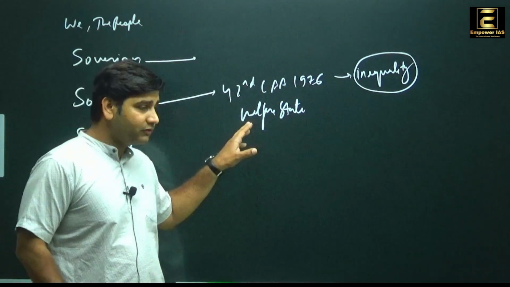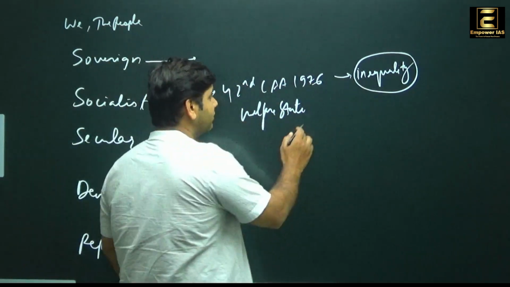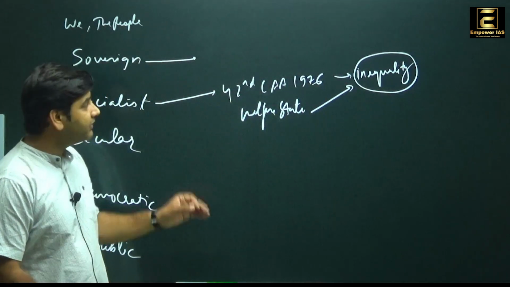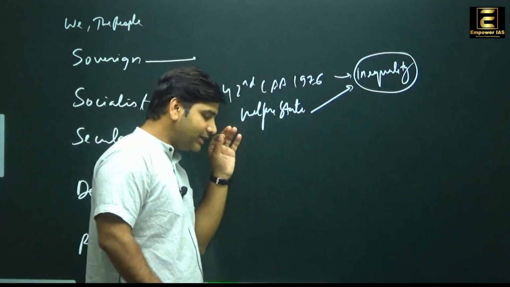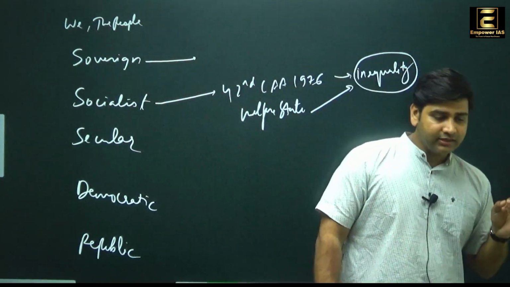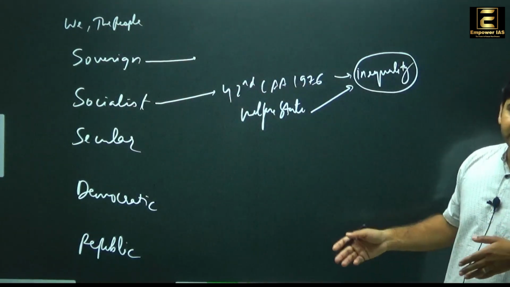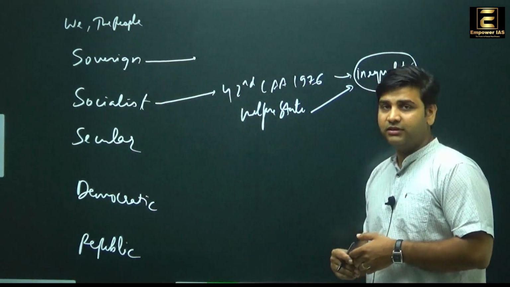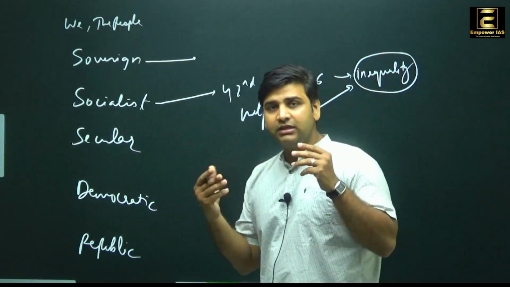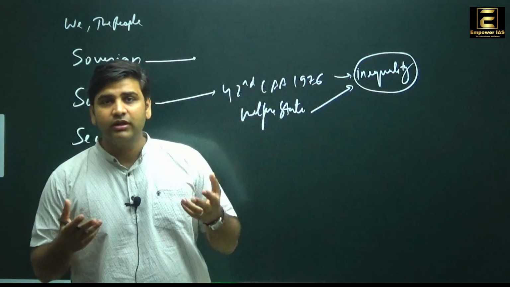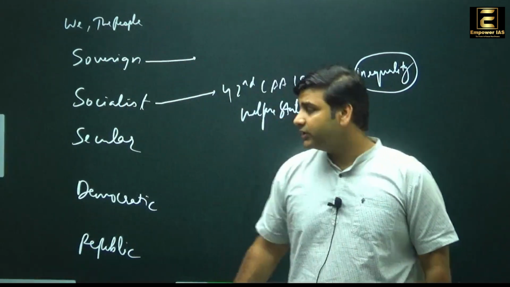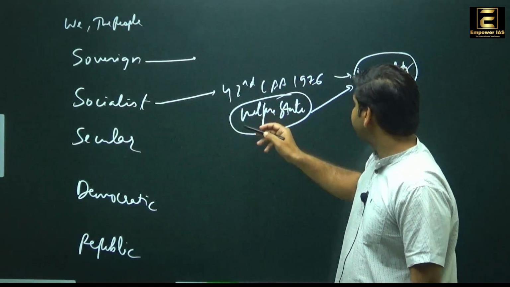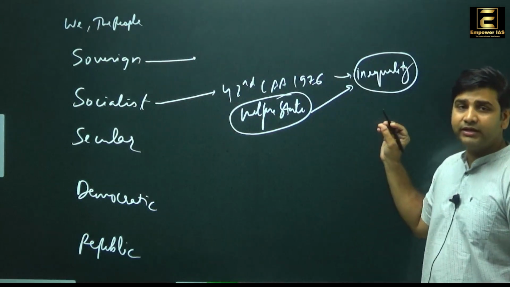What is the role of a welfare state? To reduce or to eliminate inequality. If a state is unable to eliminate inequality, the other factors such as liberty, fraternity will be of no use. They will only be high ideals without any core to them. So it was important that India becomes a welfare state and tries to eliminate the inequality.